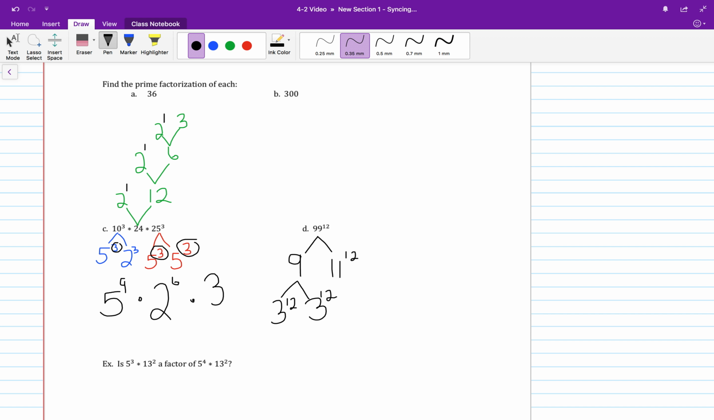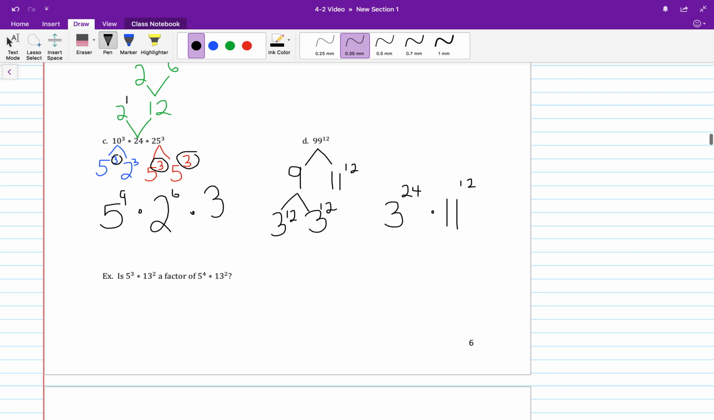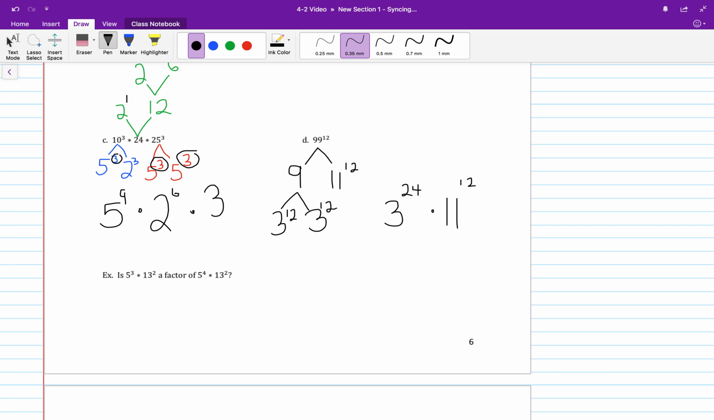Combining the ones with the same base, those are the 3's, a 3 to the 12th, and a 3 to the 12th. I'm going to add those together to get 3 to the 24th. 11 doesn't have anybody, so it's going to say 11 to the 12th. I hope you got that as your answer. If not, look back over and see where you made a mistake and let me know if you had any trouble with it. All right, last one of these factors.